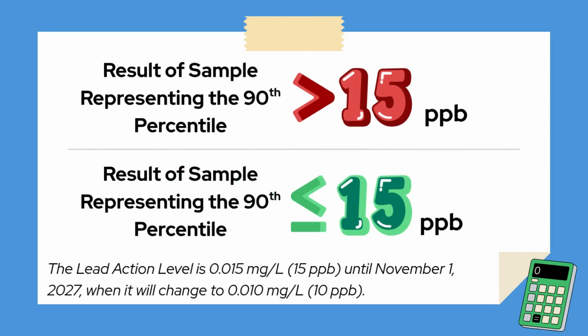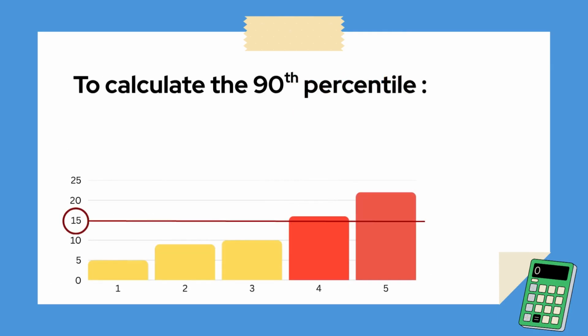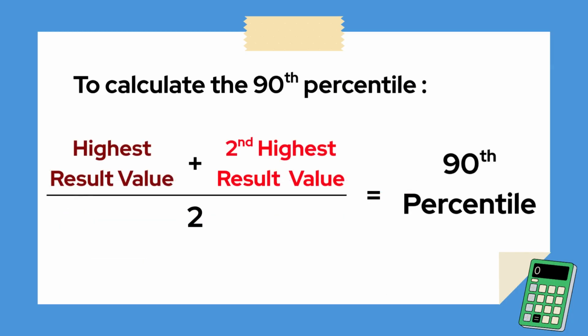If that sample result is above the action level, which until November 2027 remains at 0.015 milligrams per liter, or 15 parts per billion, the system has exceeded the action level. If that number is at or below the action level, the system has not exceeded the action level. If a system is only required to collect 5 samples, such as for very small systems, they will calculate the 90th percentile value by taking the average of the highest and second highest lead sample result, and will use that average to determine if there is a lead action level exceedance.